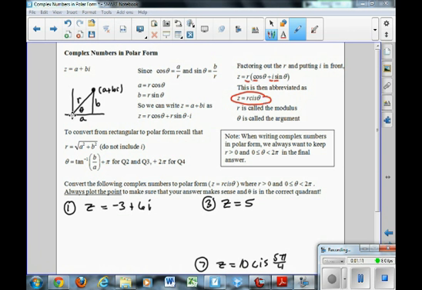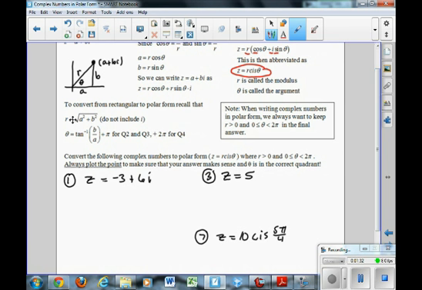We say that z is equal to r cis theta, where r is called the modulus, that's the distance from the origin to the point. If we were talking about vectors, that would be the magnitude of the vector. And sometimes imaginary numbers in polar form are used to work with vectors. Theta is the argument, which is inside of the function.